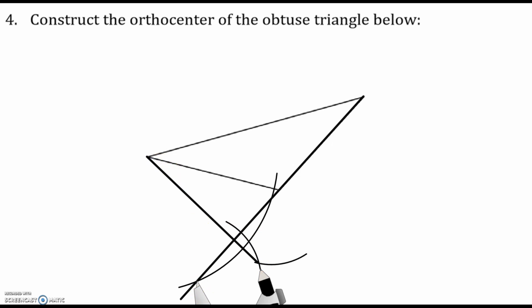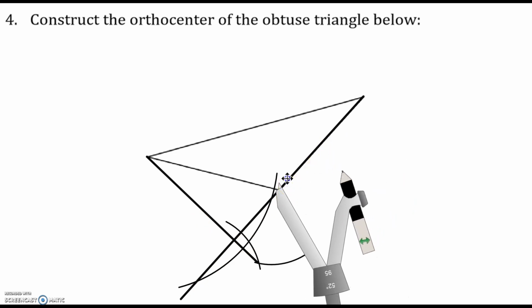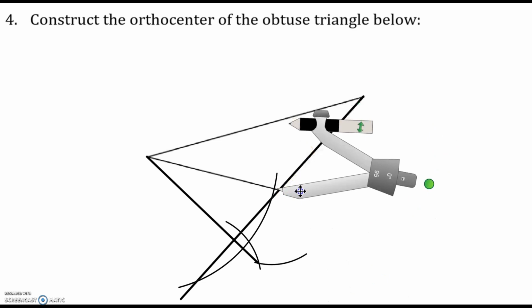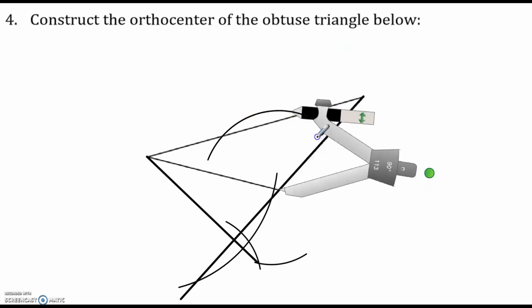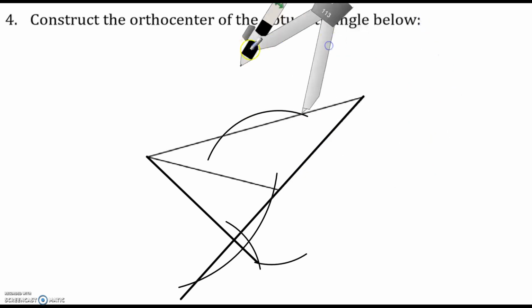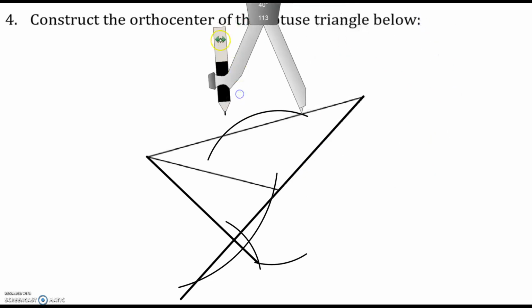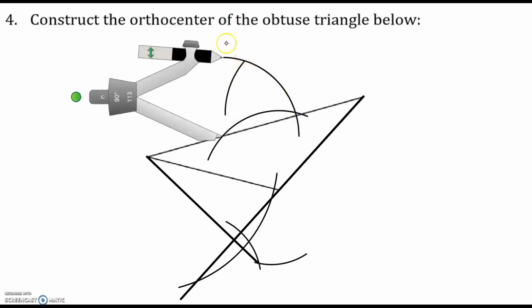Okay. And then we're going to do the same thing from another vertex. So go to a different vertex of the triangle, whichever one you prefer. I'm going to use this one. And we're going to open our compass and swing an arc so that it crosses the opposite side twice. And then for those 2 intersections, I'm going to swing 2 more arcs just like before. And where they intersect, I will connect back to the vertex I started from.